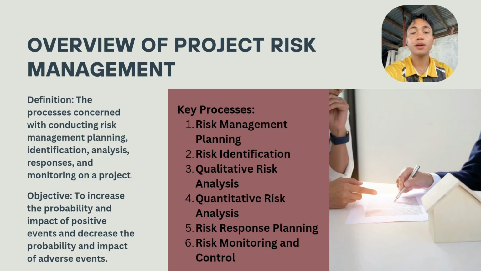And project risk management also have 6 main processes to follow. First, risk management planning, risk identification, qualitative risk analysis, quantitative risk analysis, risk response planning, and lastly, risk monitoring and control. These processes all involve 3 key elements: inputs, tools and techniques, and lastly, outputs.